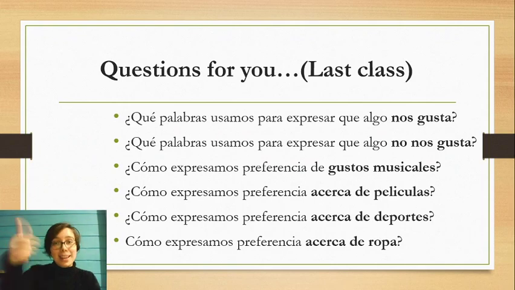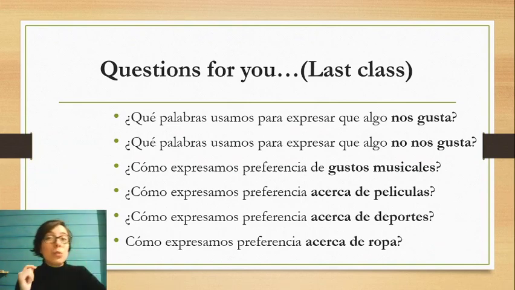I can tell you one. I like. ¿Qué palabras usamos para expresar algo que no nos gusta? Do you remember? Which one did you write? ¿Cuál escribieron ustedes? I wrote I hate. I hate. ¿Cómo expresamos preferencia de gustos musicales? For example, I like listening to. Me gusta escuchar cierta música. Acerca de películas, I like watching. Yo podría decir me gusta ver. I like watching sci-fi movies. Me gusta ver películas de ciencia ficción. Acerca de deportes, I like playing football. Me gusta jugar fútbol, por ejemplo.